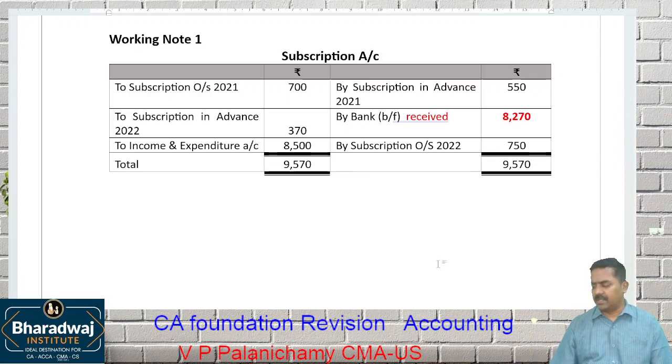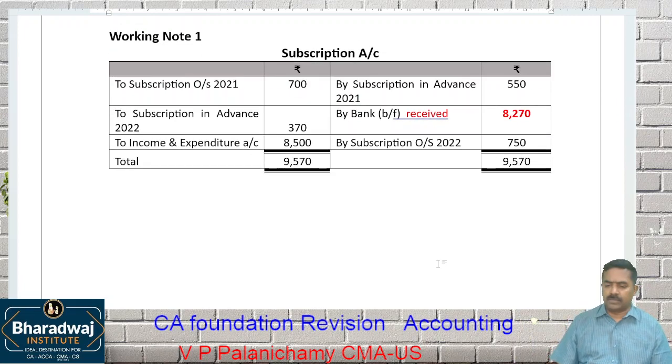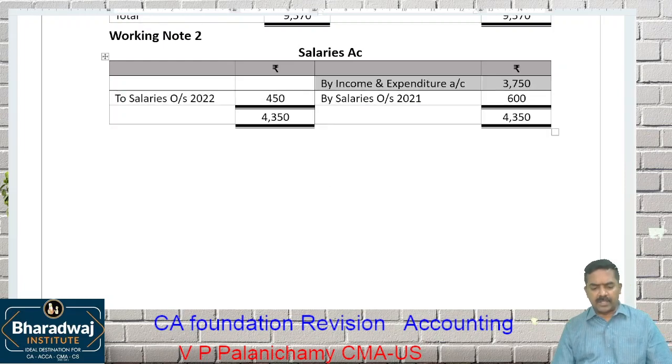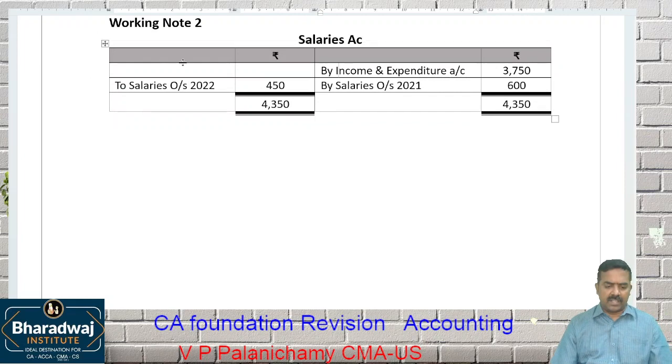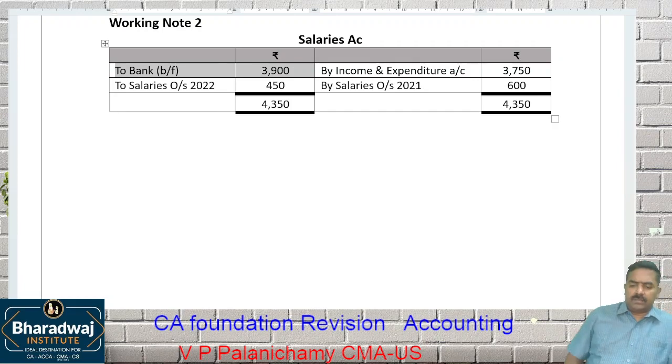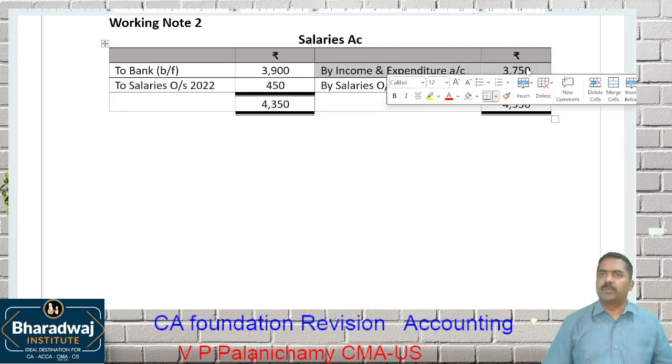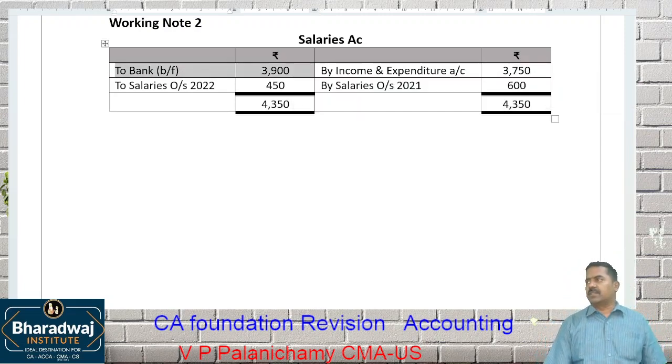Done with subscription. What are the other things we need to work out? Salary paid. Outstanding at the beginning of the year, outstanding at the end of the year. What is there in income and expenditure account? 3,750. Income and expenditure account, to salary, it will come as what? By income and expenditure. Tally, the amount paid you will get as a balancing figure. Outstanding at the beginning of the year, outstanding at the end of the year is known.